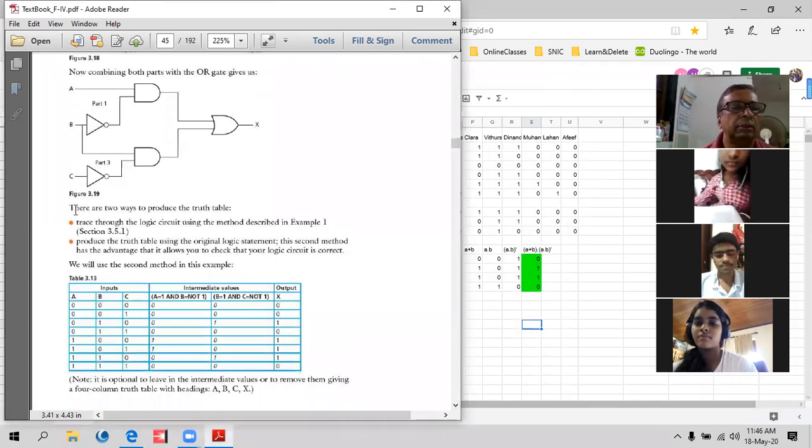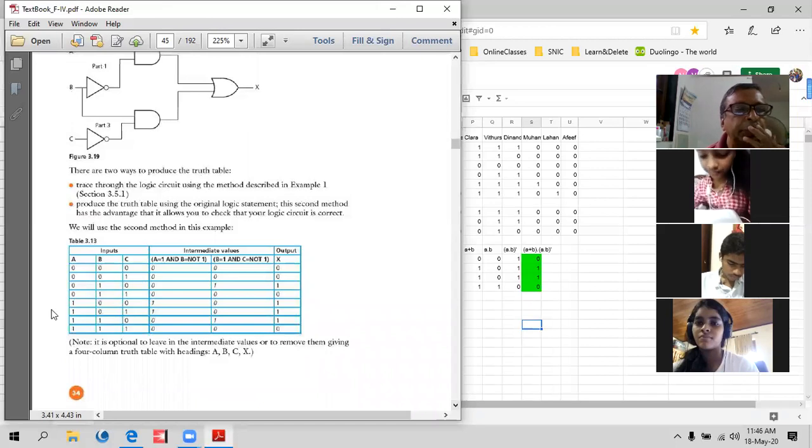Okay, so there are 2 ways to produce a truth table. Trace through the logic circuit using the method described in example 1. Example 1 is earlier. The other step is to produce the truth table using the original logic statement. The second method has the advantage that it allows you to check that your logic circuit is correct.